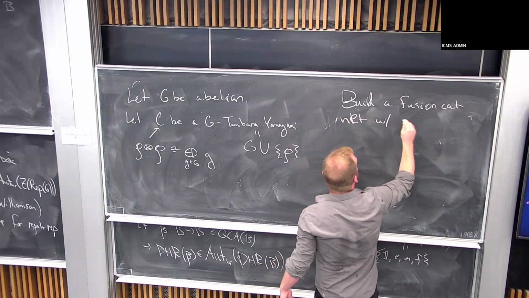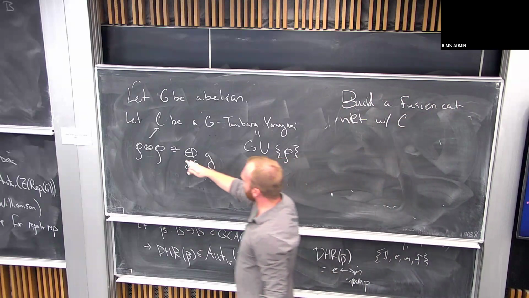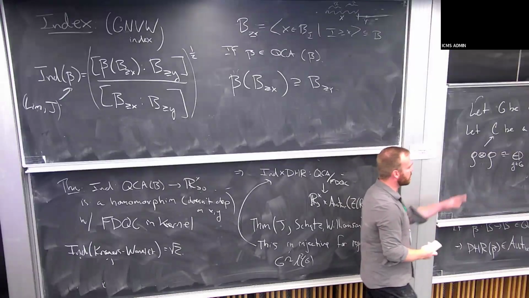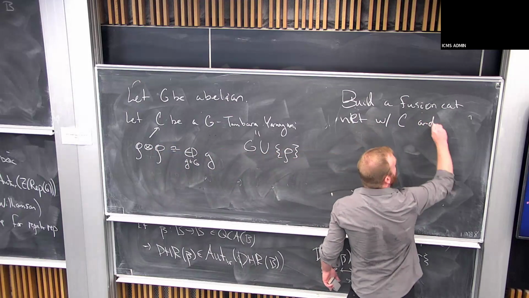So with one of these non-group theoretical fusion categories, the quantum dimension of this is the square root of the size of G. So in general, this does not look like representations of a group or a Hopf algebra. So build a fusion category net with C and rho.